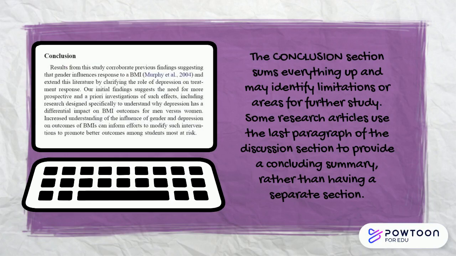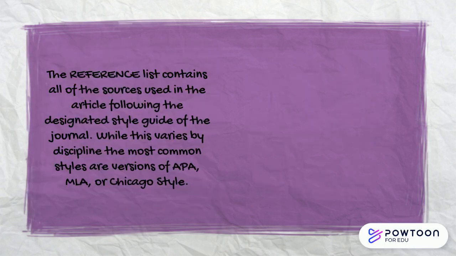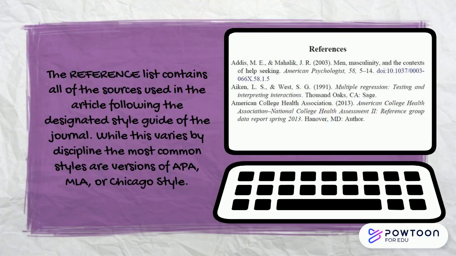Some research articles use the last paragraph of the discussion section to provide a concluding summary, rather than having a separate section. The reference list contains all of the sources used in the article following the designated style guide of the journal. While this varies by discipline, the most common styles are versions of APA, MLA, or Chicago style.